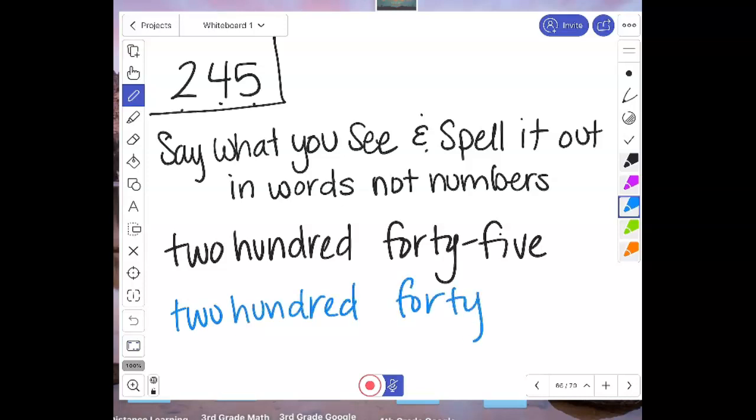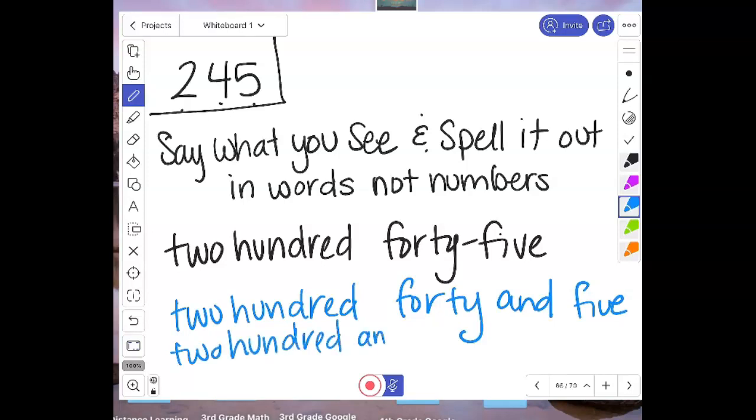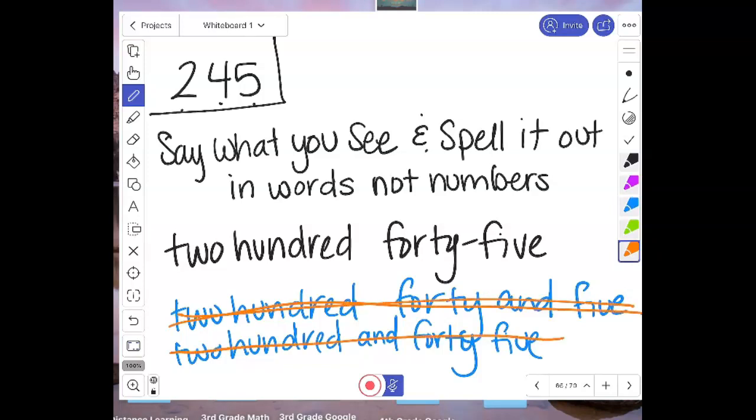The common mistake is that people will write 240 and 5 or 200 and 45. Neither of those are correct. You're not going to need the word and when you're writing out a number until you get into decimals. The word and does not belong in any number unless there's a decimal point, and that's not going to happen this year at all. So 245 is correct.